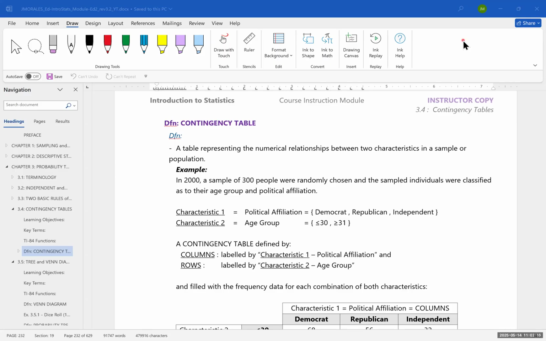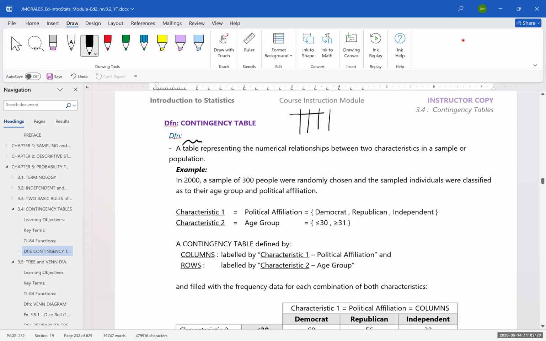All right, let's look at the definition of a contingency table. A contingency table is a table, and remember that a table is composed of columns and rows representing the numerical relationships between two characteristics in a sample or population.